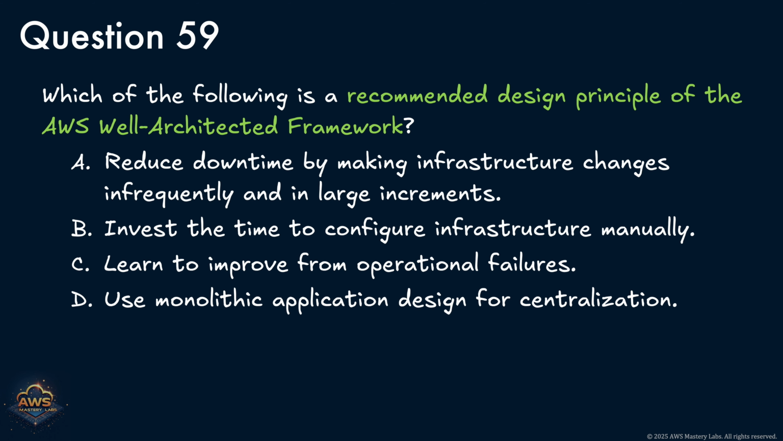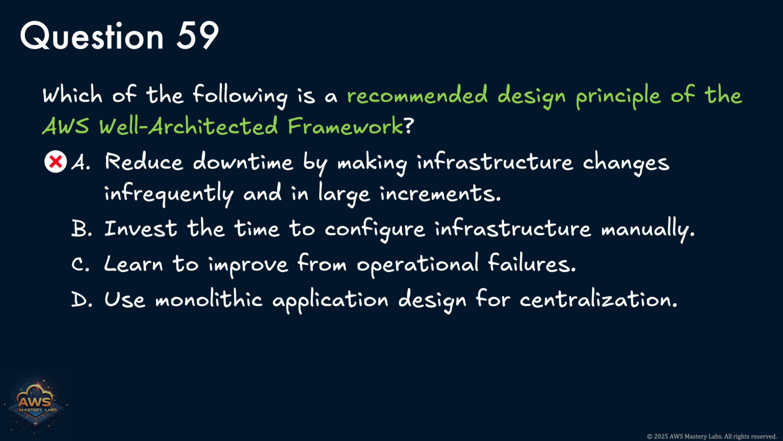Let us identify and interpret key phrases in the question that will help with answering it. The question focuses on identifying a recommended design principle of the AWS well-architected framework. The AWS well-architected framework is centered around 6 pillars: operational excellence, security, reliability, performance efficiency, cost optimization, and sustainability. Key design principles across these pillars include automate wherever possible, make small, reversible changes, embrace failure as a learning opportunity, use evolutionary architectures, and ensure scalability and decoupling.